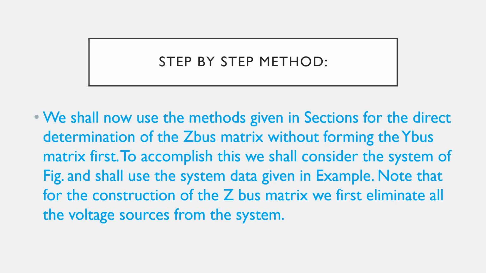Next, the step-by-step method. We shall now use the method given in the sections for the direct determination of the Z bus matrix without forming the Y bus matrix. To accomplish this we shall consider the system of the figure and use the system data given as an example. Note the first construction of the Z bus matrix. We first eliminate all the voltage sources from the system.